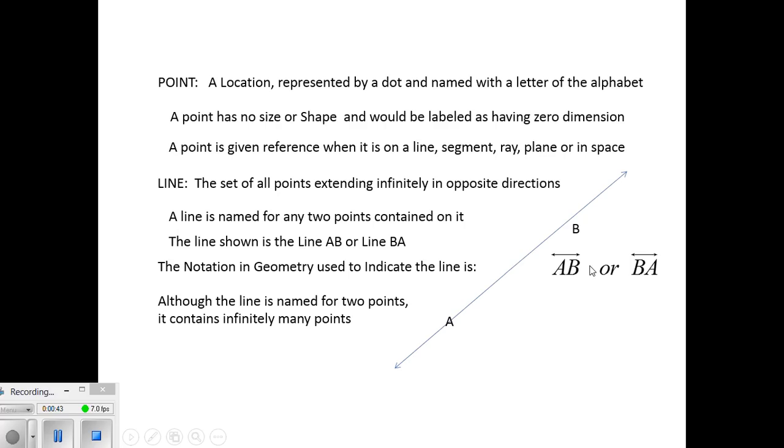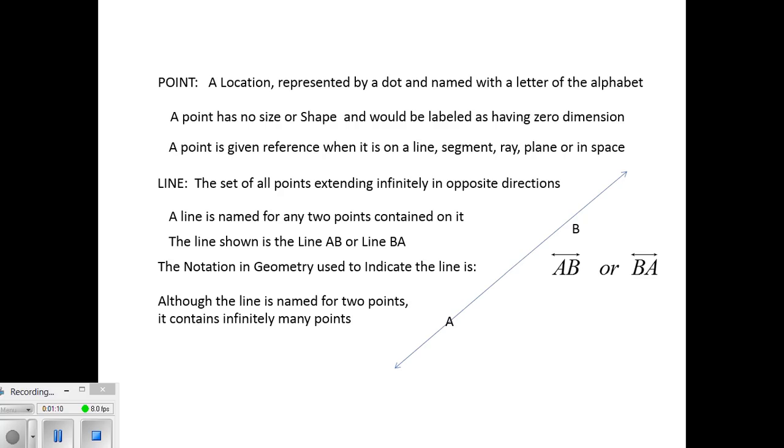Point: a location represented by a dot and a name with a letter of the alphabet. Quite simple. No shape, size, dimensions, or anything. Points are just a reference. When referring to a line segment, a line array, or a plane, you need to have points so people know what you're talking about, a reference.